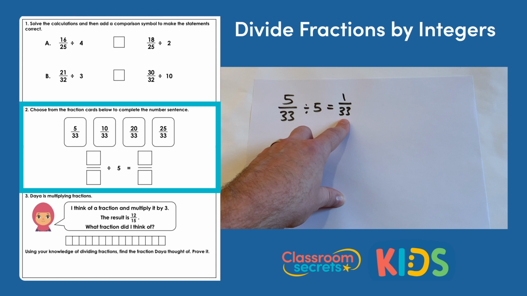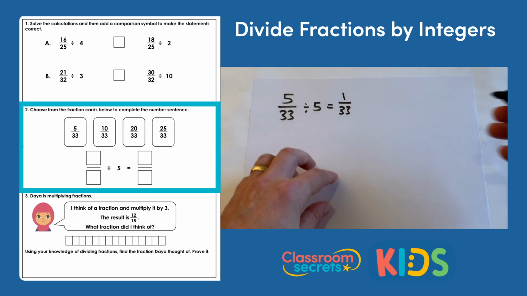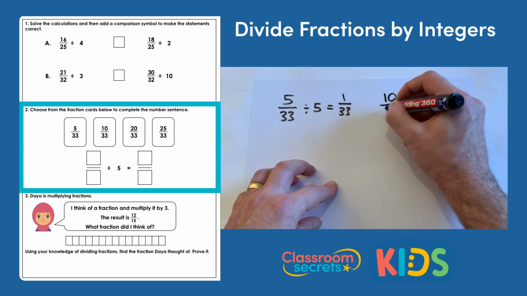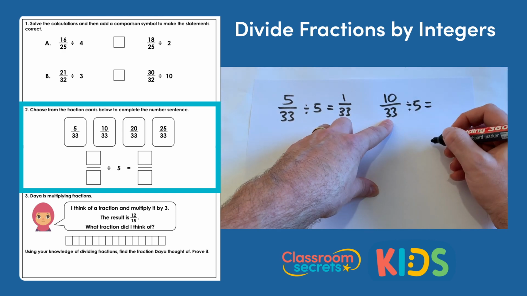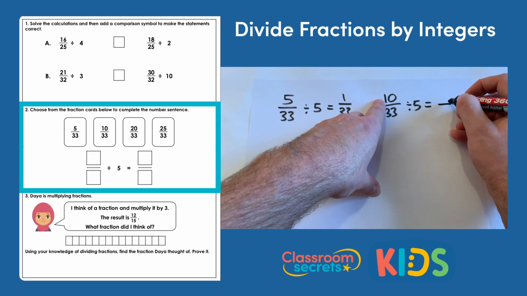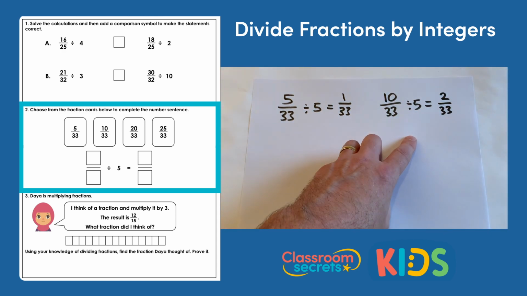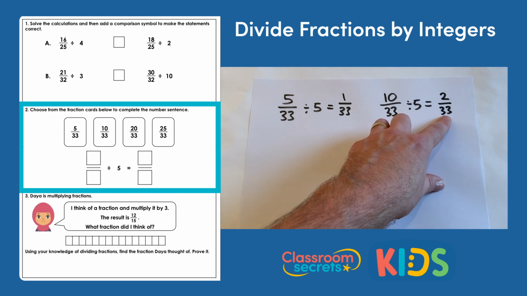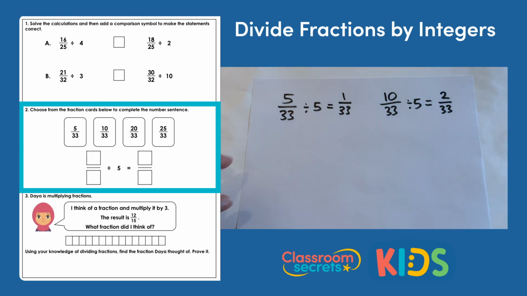We haven't got a card with 1 over 33, so it can't be that 5 over 33 goes as the first fraction. Let's try it with 10. So 10 over 33 divided by 5, or we can divide the numerator by the integer. 10 divided by 5 would be 2, and the denominator won't change, so that would make 2 over 33, and we haven't got that as one of our fraction cards. So it can't be 10 over 33 as the first fraction.